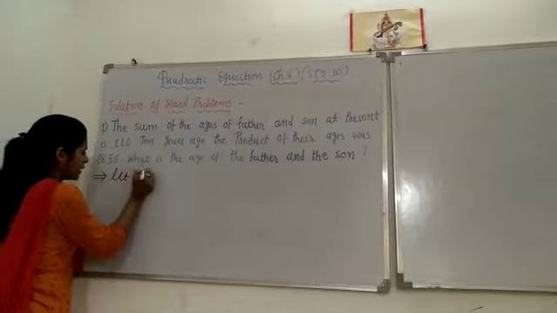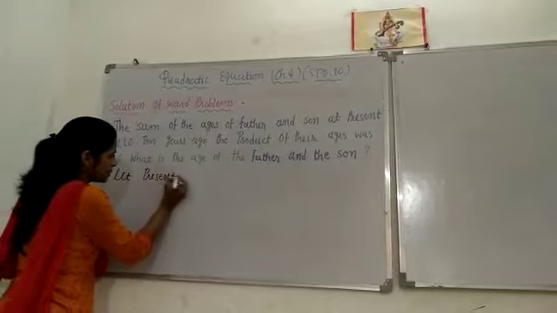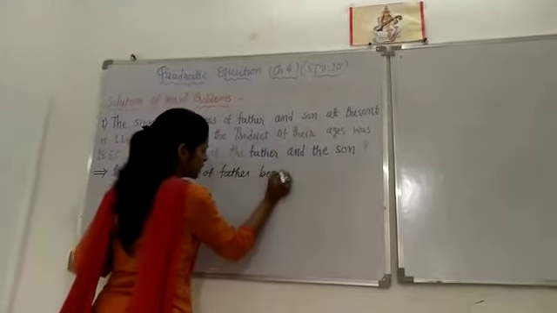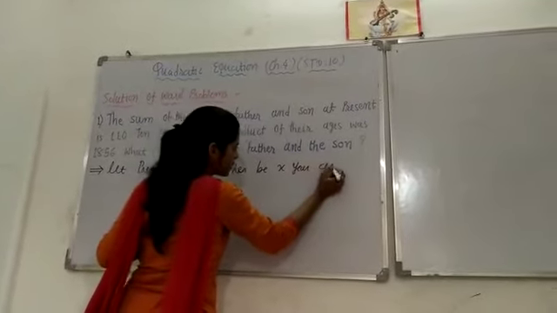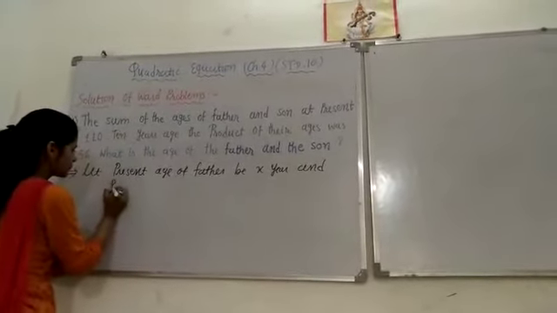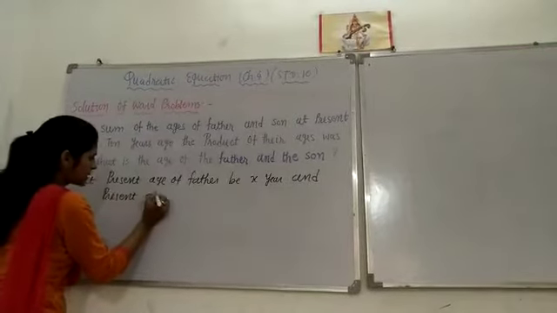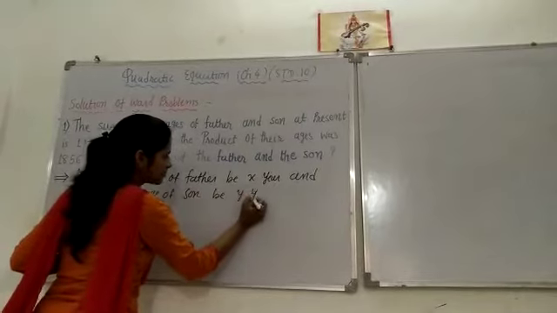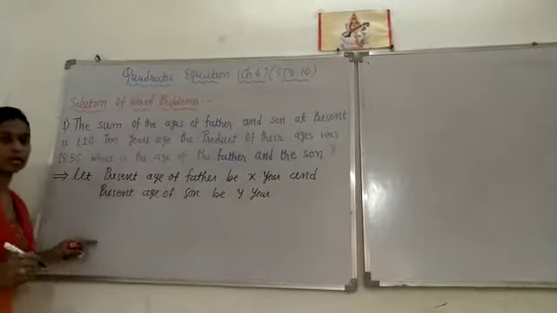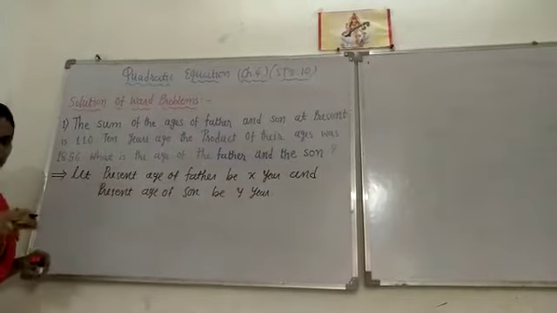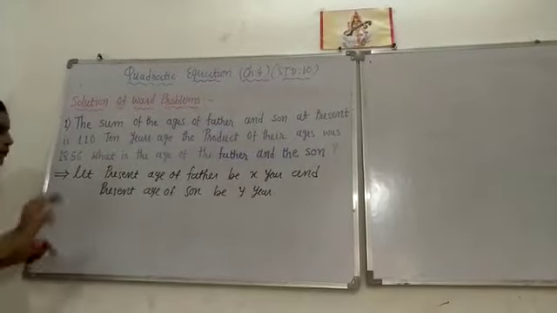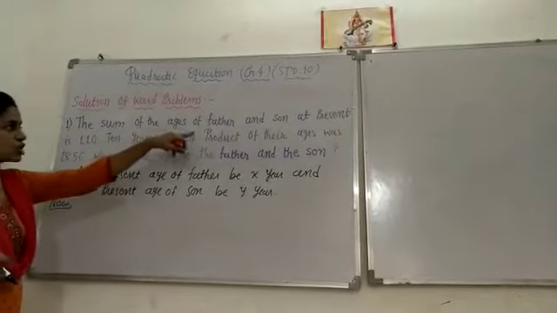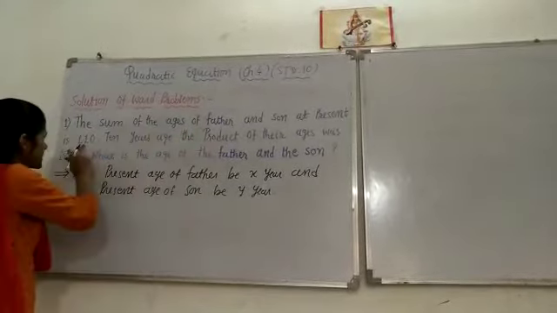So let present age of father be x years and present age of son be y years. After supposing variables, you should write your given conditions verbally and convert them into mathematical form. So what is your first condition? The sum of the ages of father and son at present is 110.